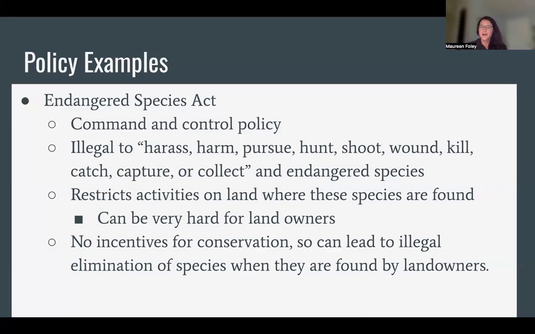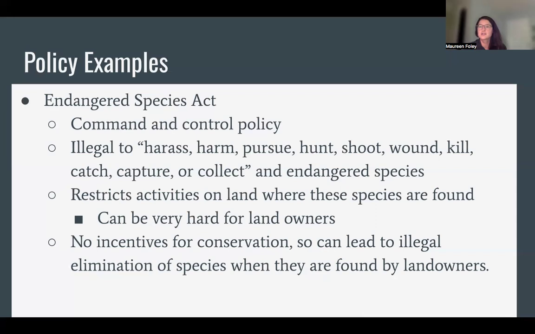Now, I am a fan of the Endangered Species Act. I think it's very important to protect our biodiversity, but there's an issue with this policy. And the main issue is that it offers no incentives for conservation. So it actually punishes landowners who happen to find endangered species on their land because it means that they cannot conduct the economic activities that they had intended to. So sometimes what happens is that an endangered species is found by a landowner or by a surveyor, and the landowner decides that the best thing to do is to get rid of it.